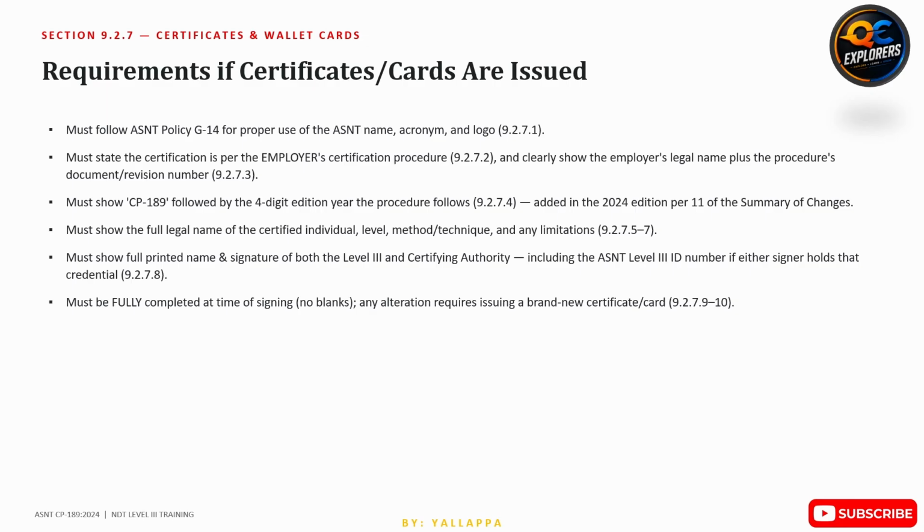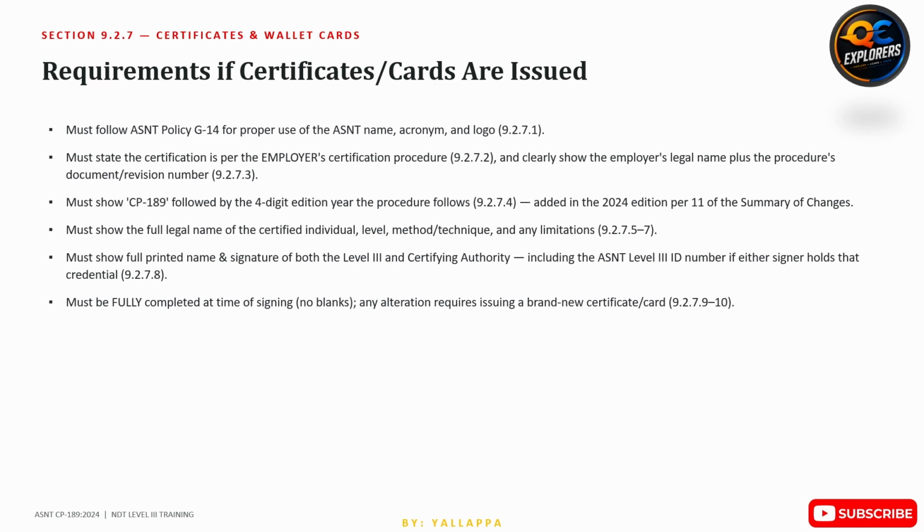First, every certificate or wallet card must comply with ASNT Policy G14, which governs the proper use of the ASNT name, acronym, logo, and trademarks. This prevents misuse or misleading representation of ASNT credentials. The certificate must clearly state that the certification is issued under the employer certification procedure, not directly by ASNT. It must also identify the employer's legal name together with the applicable certification procedure number and revision level.